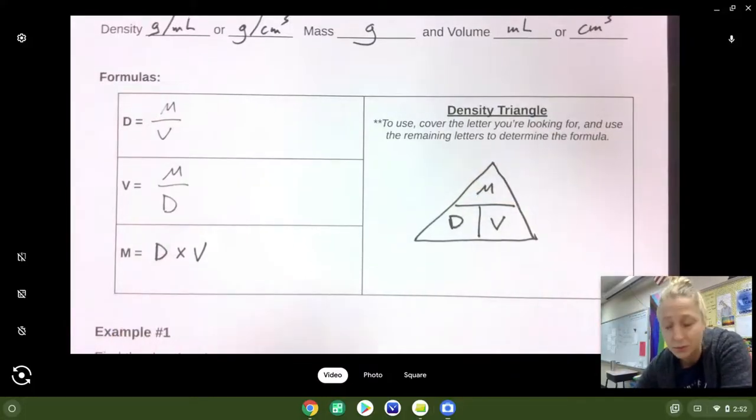So if you can remember those simple rules and how to use this density triangle, I think it might be really helpful for a lot of you. So let's move on to some examples. You've got 5 examples in your notes. I'm going to do the top 3 with you so that we do 1 example of mass, 1 example of density, and 1 example of volume, and then I'll leave the last 2 up to you.